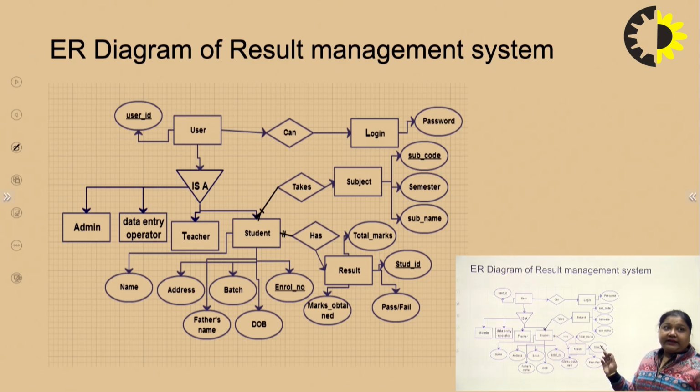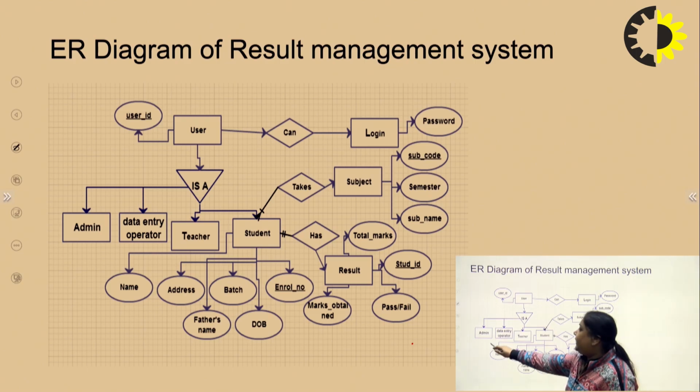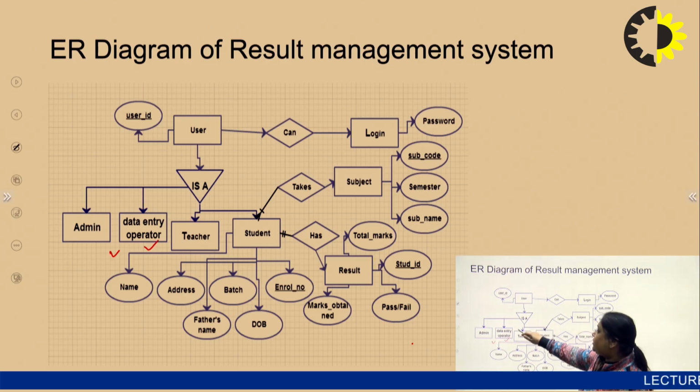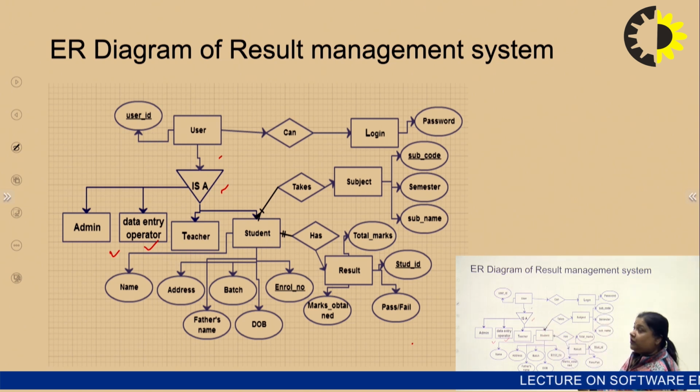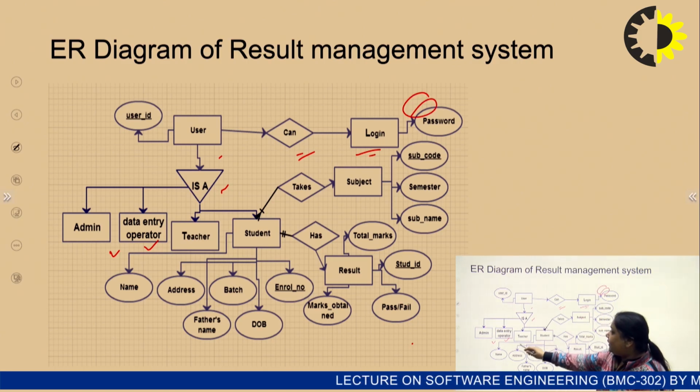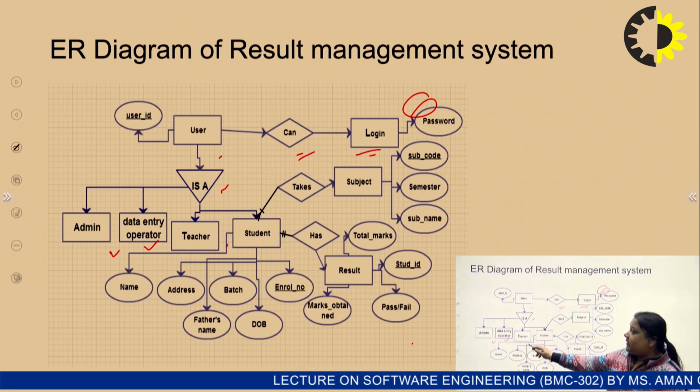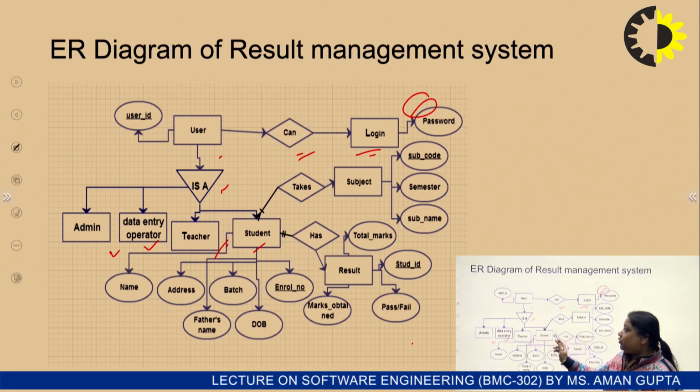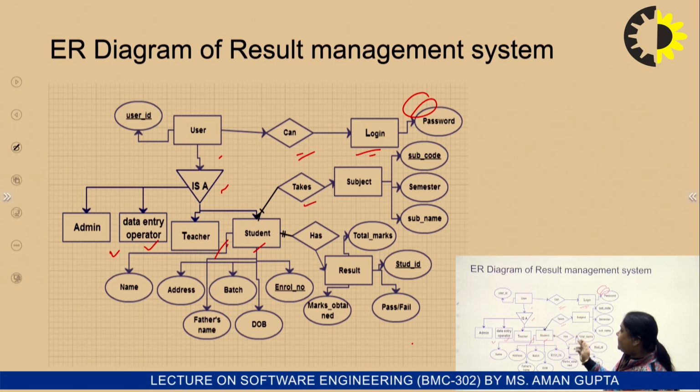If we talk about the ER diagram of a result management system, this is the entity relationship diagram of the result management system. We have admin and data entry operator, and what is the relationship? It is a user. It works as a user on the basis of some user ID. He can log into the system with the help of a password. And the data entry operator may also be a teacher, or a student, or he can take a subject. A student has a result.